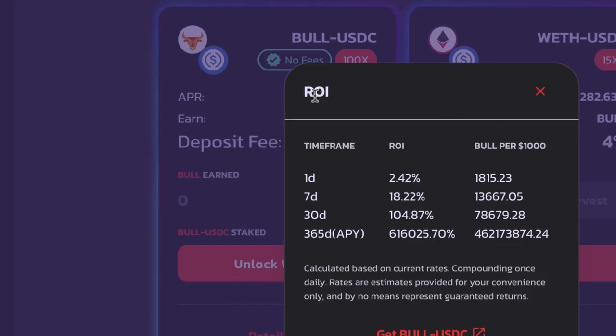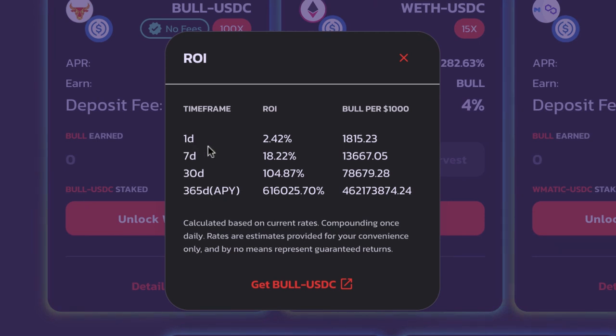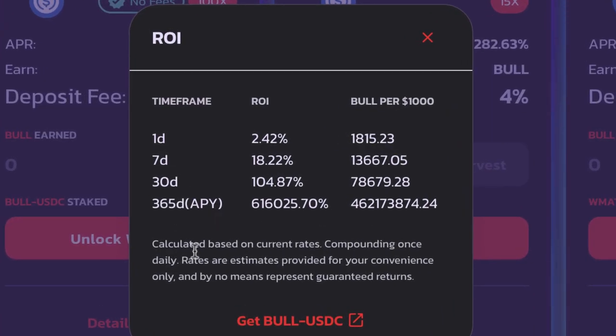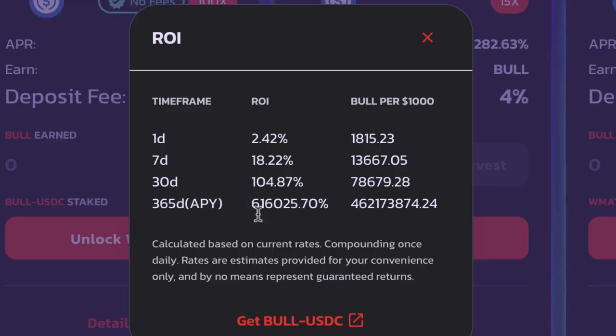If we click this little thing here, what's it showing? It's showing in one day, 2.42% return, 7 days, 18.22% return, 30 days, 104.87% return. That's enormous, to get 100% back in 30 days. 365 days. Now, this is calculated based on current rates, compounding once daily. So this is saying if you compound your profits once every day, it'll be 616,025% at the end of 365 days.